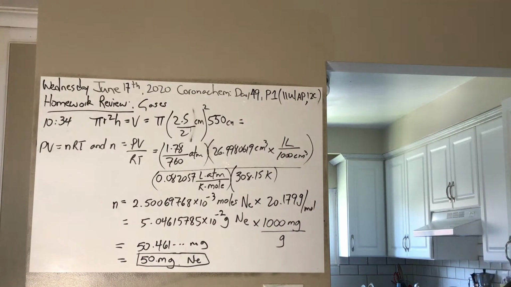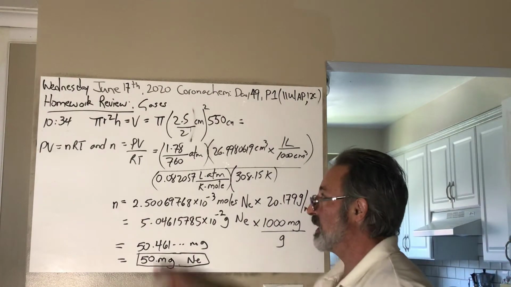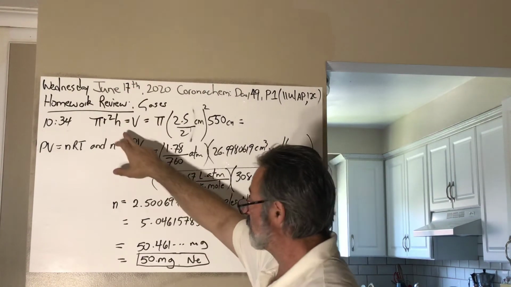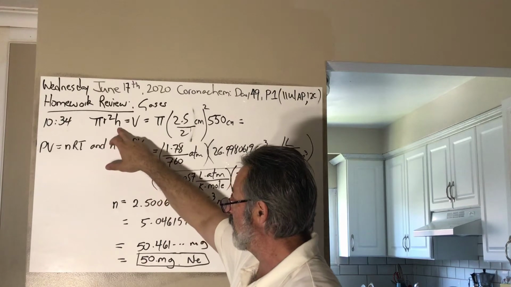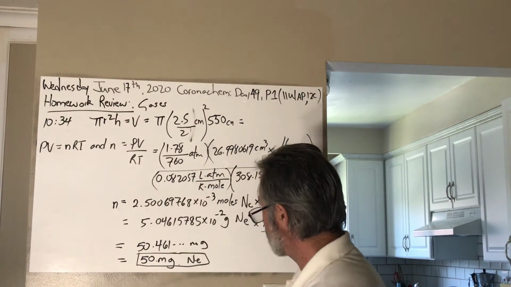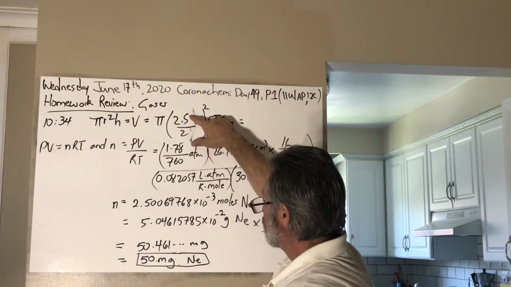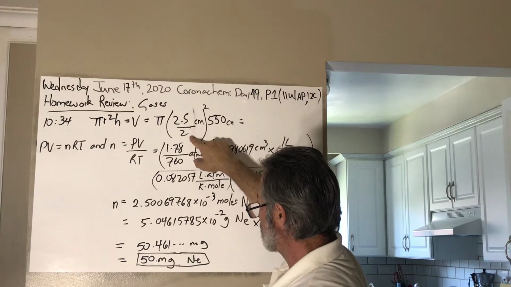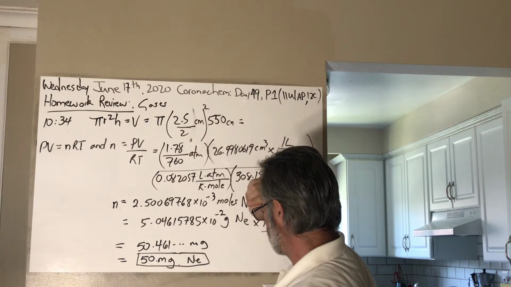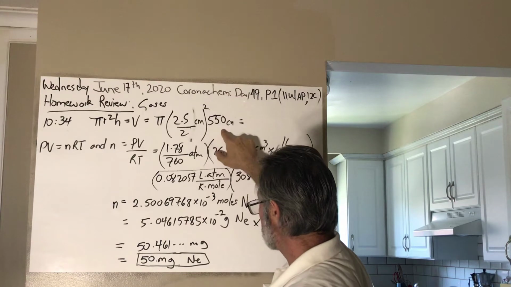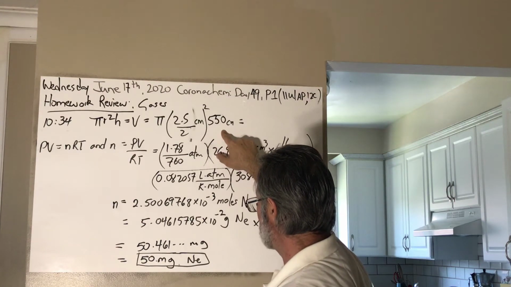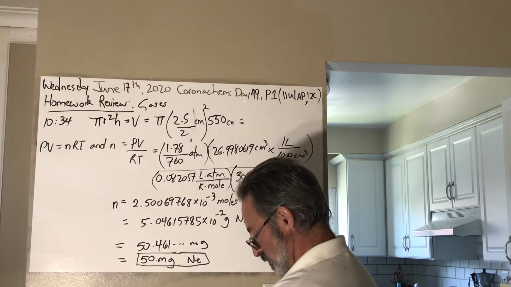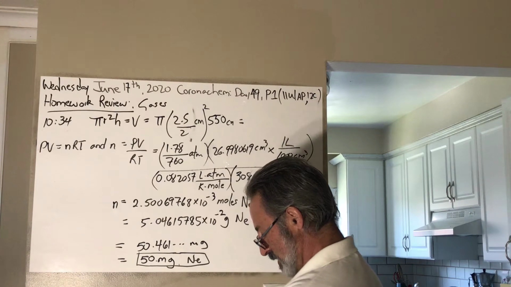I'm calculating the volume of a cylinder, which is pi r squared h. So basically a cylinder is a circle with height. Here's your circle area, pi r squared, and there's your height. That gives you the volume of the cylinder. The diameter is 2.5, and we're interested in the radius, so half of the diameter, 2.5 over 2, is 1.25. We square that, and multiply the 5.5 meters by 100 centimeters per meter, so you get 550.